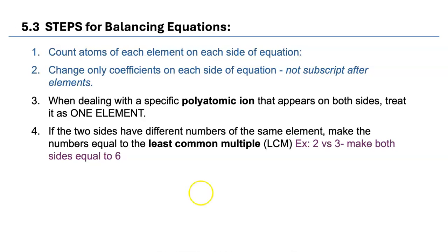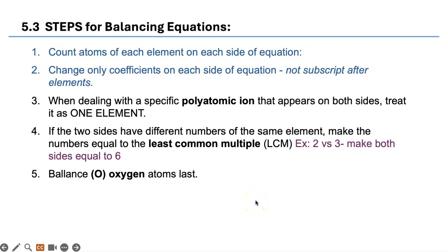Quick review. Say you have 2 of something on the reactant side and 3 of that stuff on the product side. You have to find a number that is a multiple of 2 and 3, the smallest one, and that is going to be 6. So you're going to make both sides equal to 6. You will multiply the left side by 3 and the right side by 2.